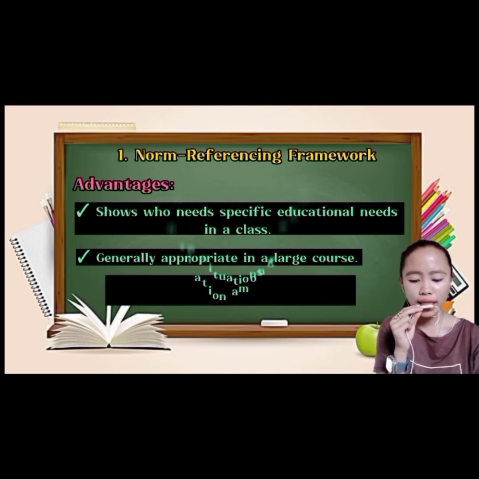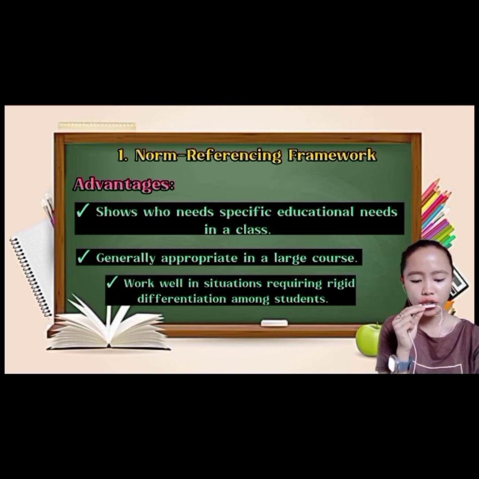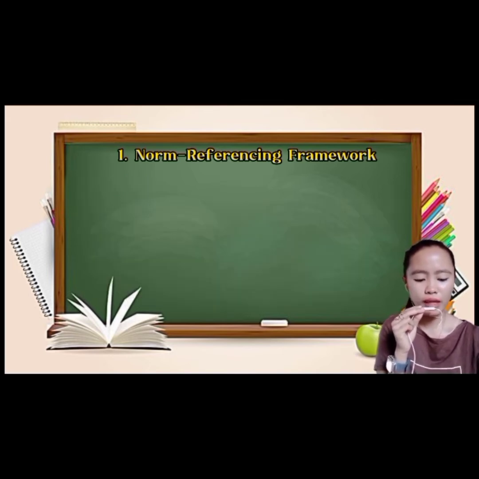Third, it works well in situations requiring rigid differentiation among students. So, in the norm referencing framework there is an advantage, which is that it helps to differentiate students and identify those who may have specific educational needs or deficits that require specialized assistance or learning environments. So, if we have advantages, we also have disadvantages.